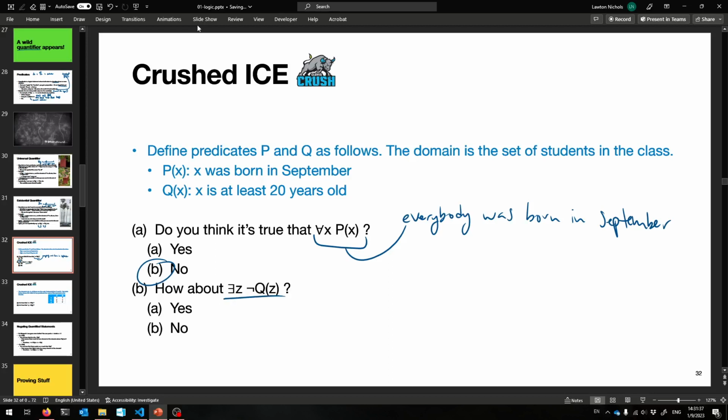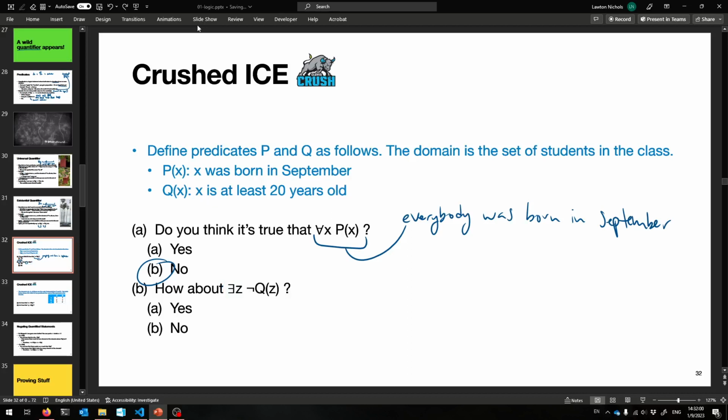And then this one, it's got a not in there, so it might be a little bit more difficult to think about, but let's walk through it. So there exists a Z, so there exists a student in the class, such that not Q of Z is true for that student. All right? So there exists a student such that they are not, this is not true about them. They are not at least 20 years old. Okay? Does that make sense?